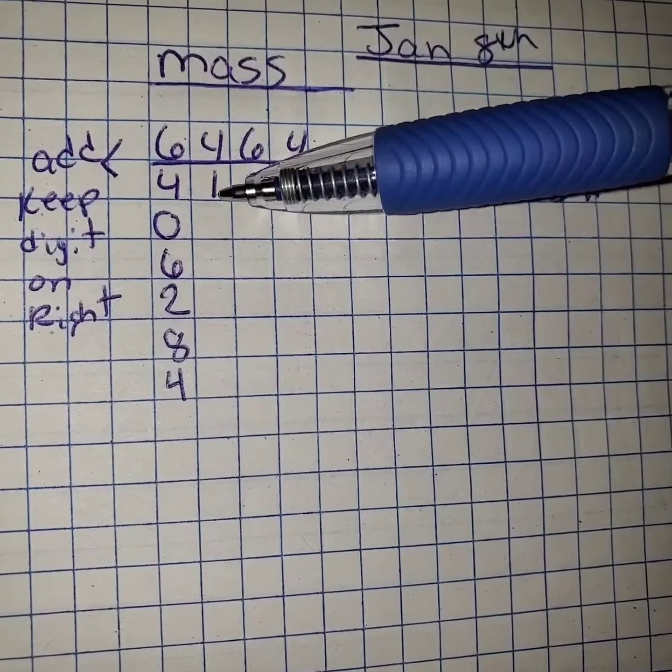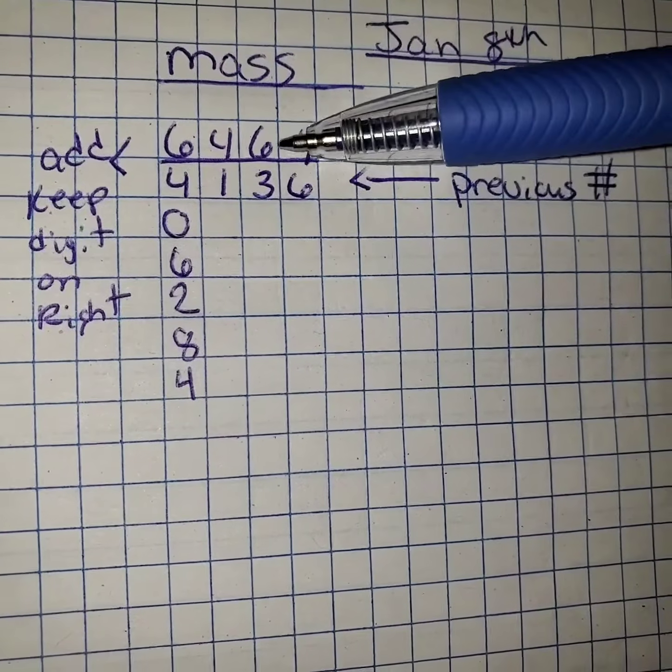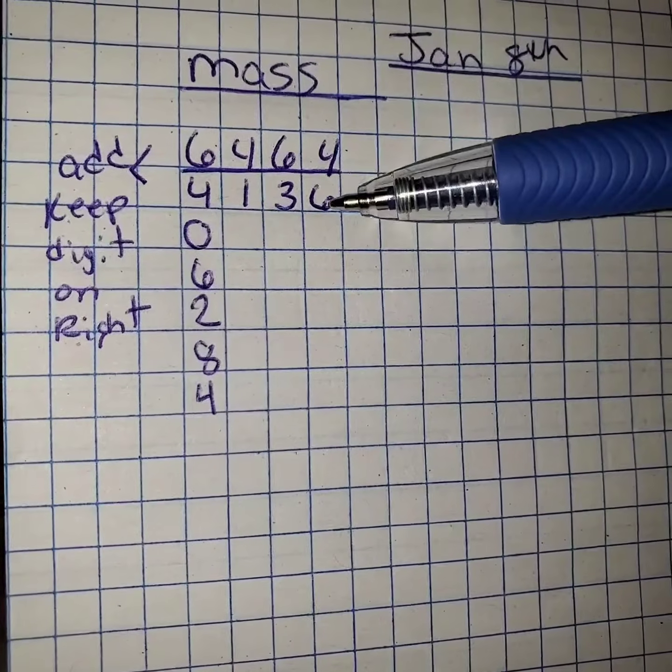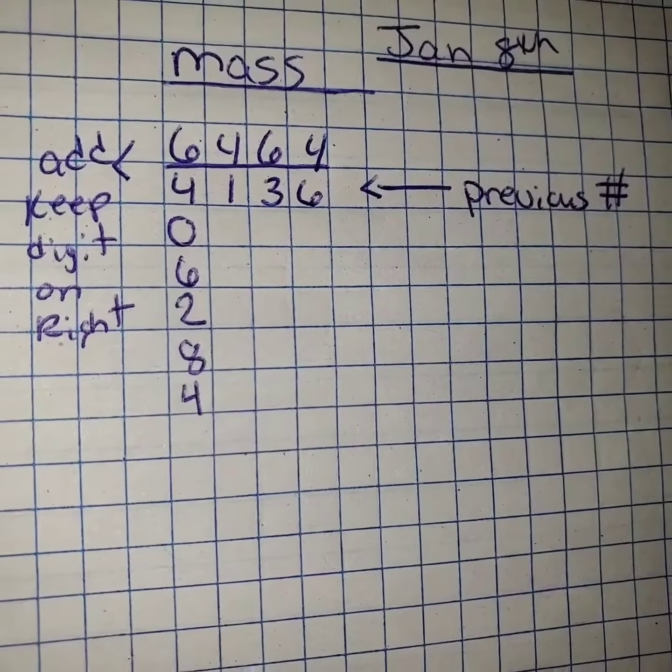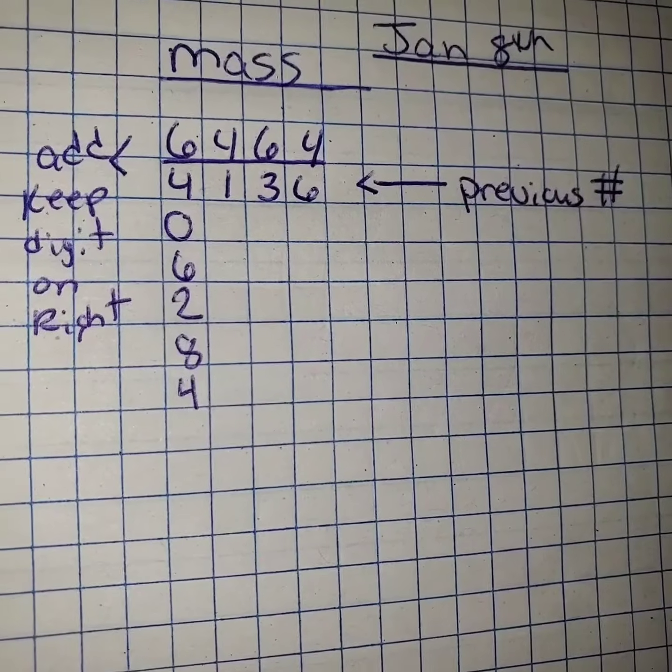We're going to do the same thing with 4 plus 1. That's going to give us 5. 6 plus 3 is 9. 6 plus 4 is going to be a 0. So watch as we go through and we set these numbers up.